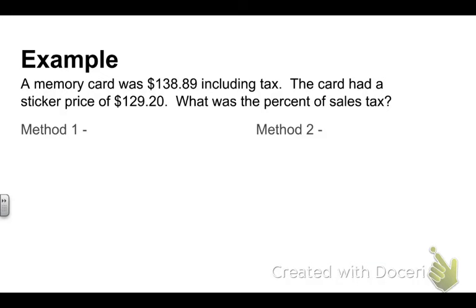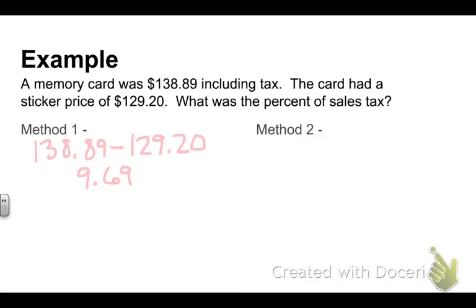So for method number one, if you paid a total of $138.89 and the original cost, the sticker price, was $129.20, how much tax in dollars did you pay? You paid $9.69 in tax. That's not the answer to the problem. They want to know what was the percent of sales tax.